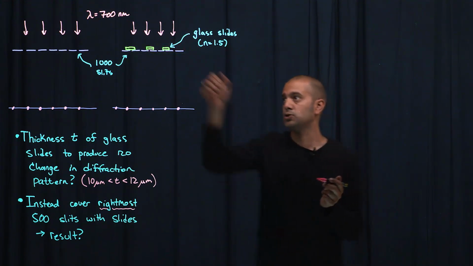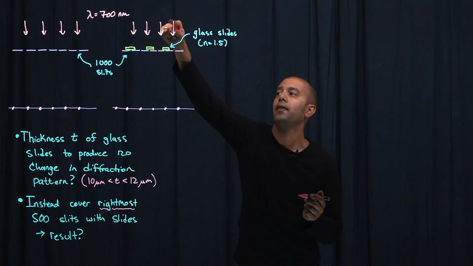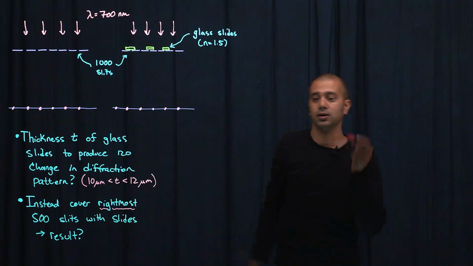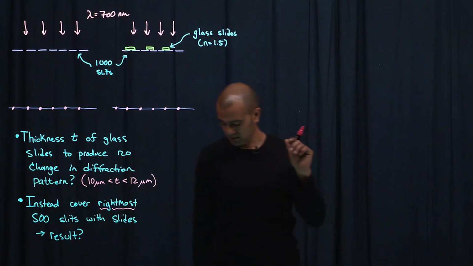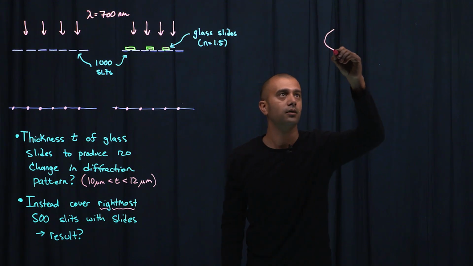Let me just draw two beams of light, one beam that's coming through the slit without the glass slide, and then one beam that's coming through the slit with the glass slide. Let me draw it right here, as best as I can.